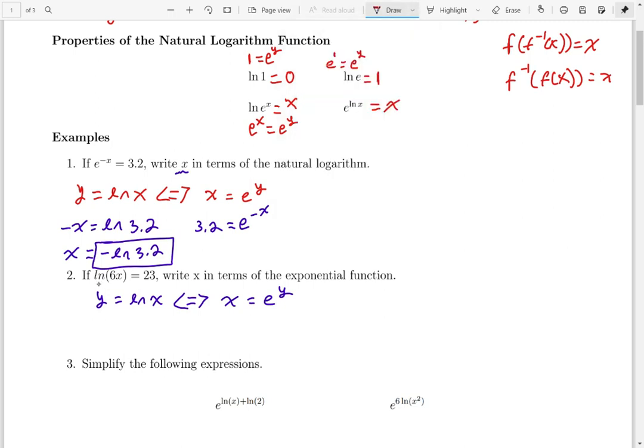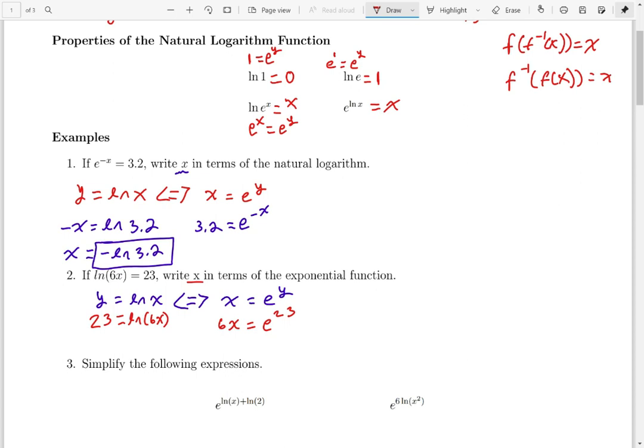I notice that this is going to be ln of 6x is equal to 23. And so then if I want to rewrite using the definition, then 6x, that's the input of natural log, is going to be equal to e raised to the thing the natural log is equal to, which is 23. And so then I get that 6x is equal to e to the 23rd.